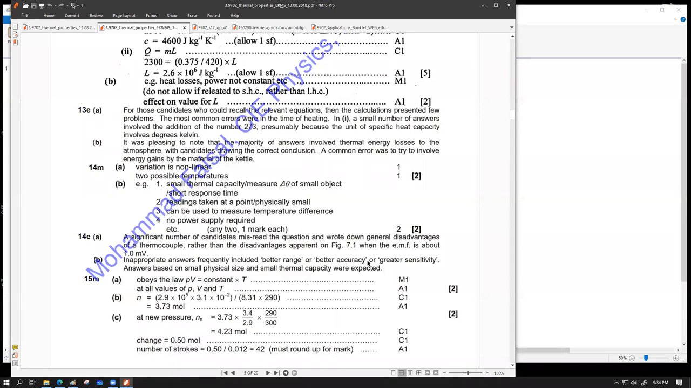So the term is thermal capacity, not thermal resistivity. So don't use different terminologies because that way you lose mark. You might have the concept wrong, but using different terminology will cause you to lose the mark. So be careful about that. I totally understood what you said in the first place, but I wanted you to be cautious not to use those terminologies because you cannot use made-up terms in physics. Not allowed.